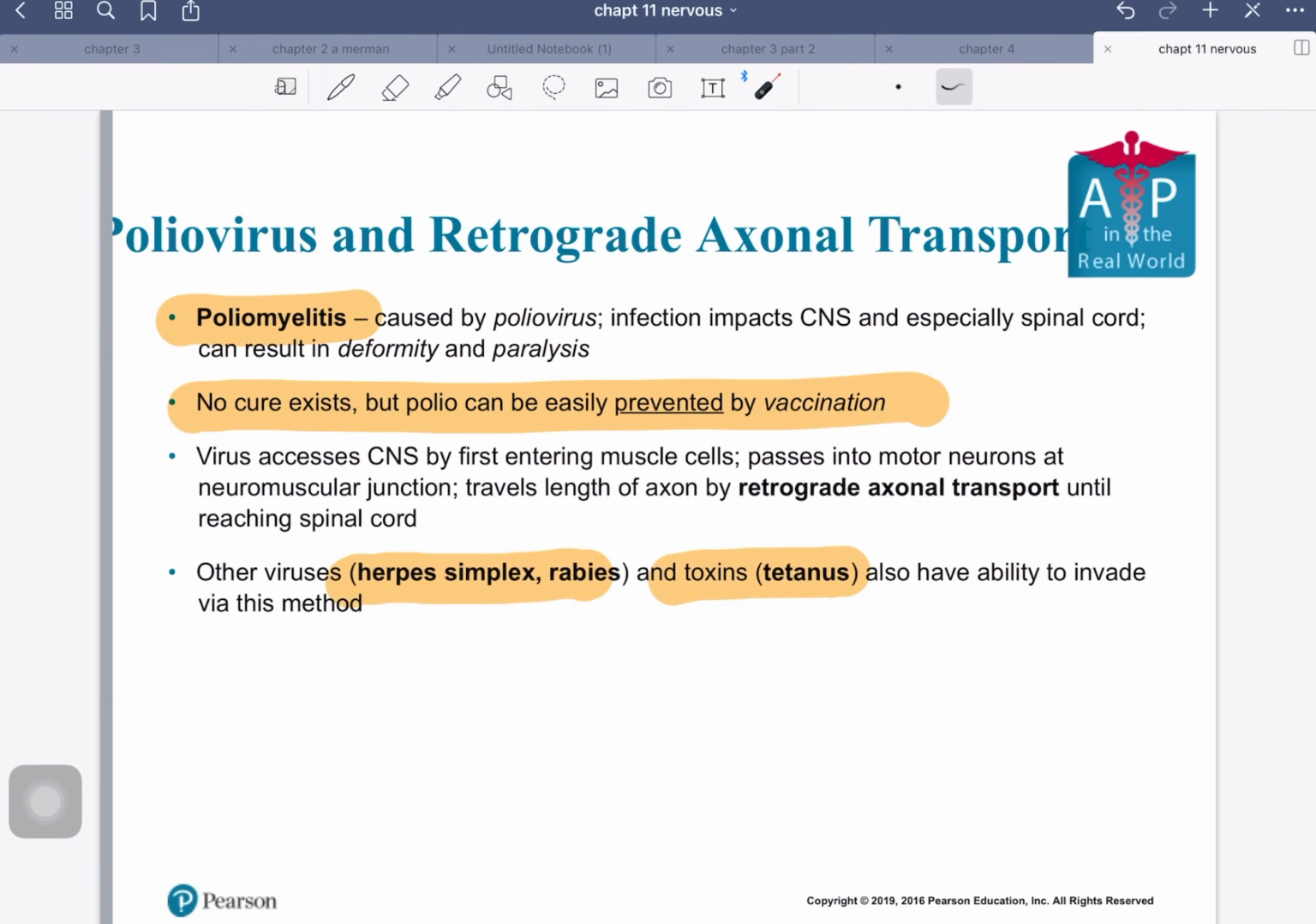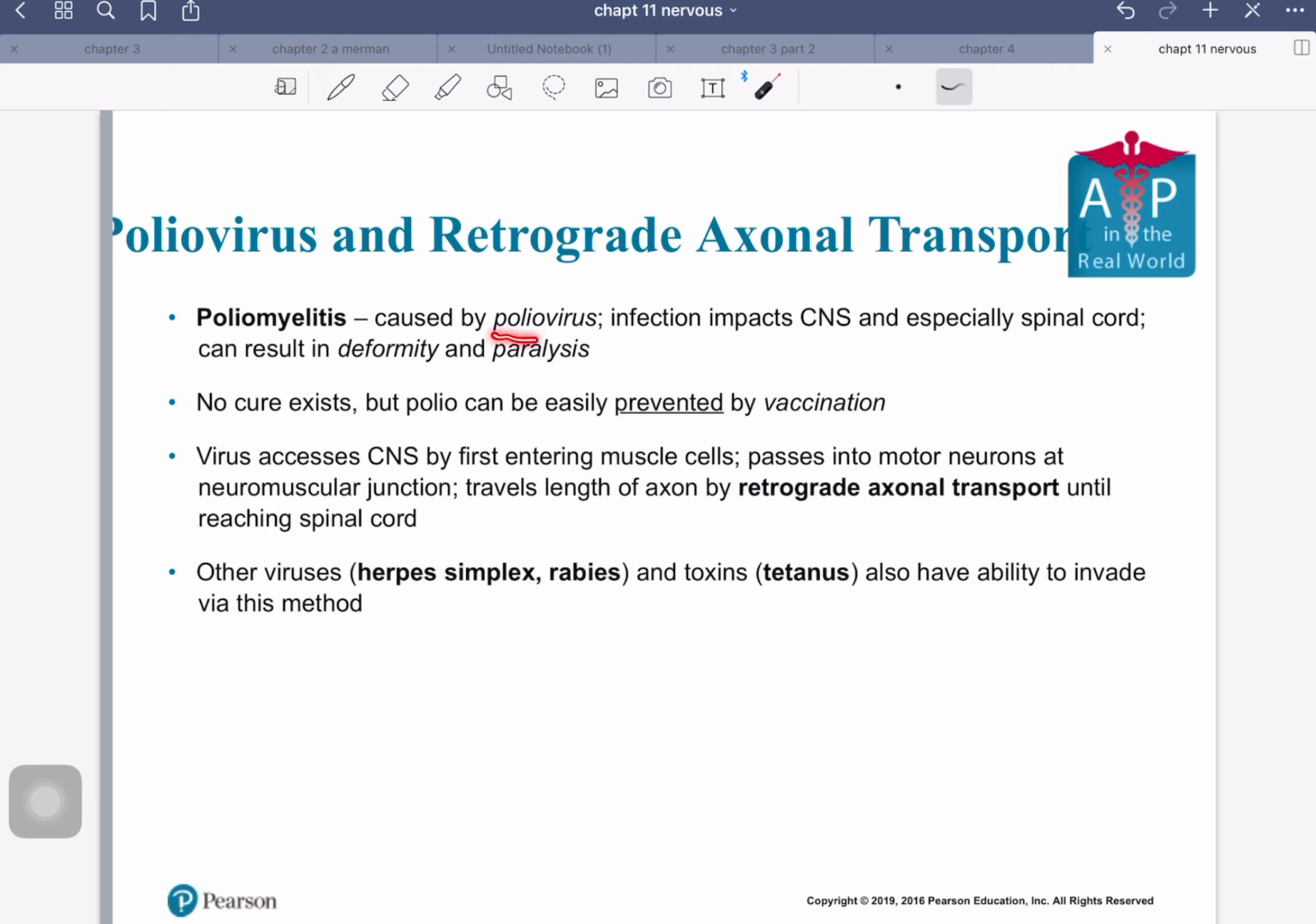Now, just a little FYI, it's interesting. Some viruses actually use our retrograde axonal transport as part of their infective process to get to the cell body. One classic example is polio. Now, polio is being mostly eradicated from much of the world because of effective vaccination. There are still some parts of the world where polio is still endemic.